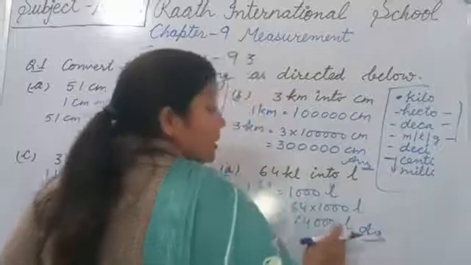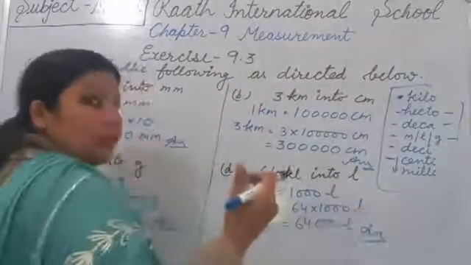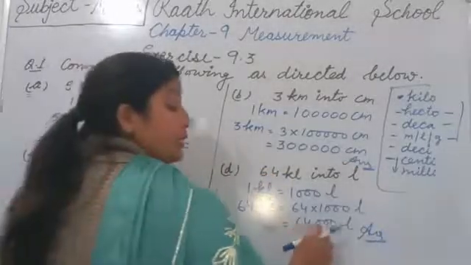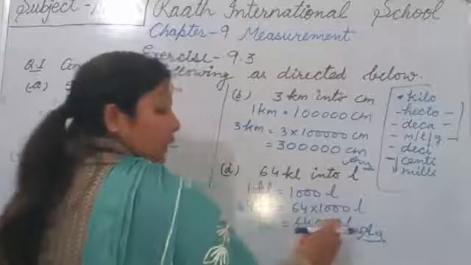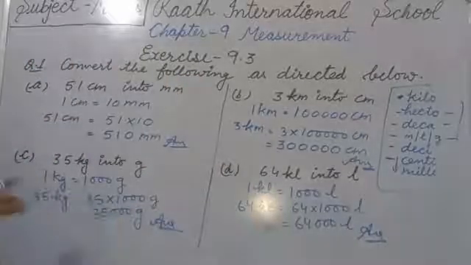But in the last answer you must use the unit. If you are not using 1000 with it, that's okay; if you are, it's also okay. But in the last, in the answer, you will use the unit. Otherwise your marks will be deducted. So like this you will complete question number 1.